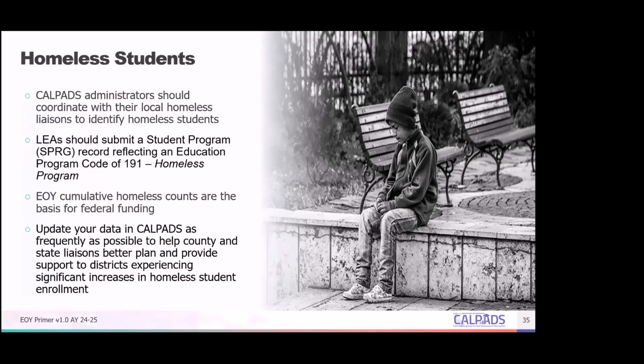CALPADS administrators should coordinate with their local homeless liaisons to identify students who may have become homeless. For any student who has become homeless, LEAs should report SPRG 191 records. And it's important that you update CALPADS as frequently as possible in order to help your county and state liaisons to better plan and provide support to districts experiencing significant increases in homeless student enrollment.